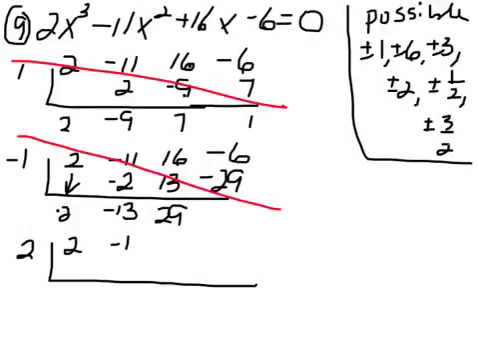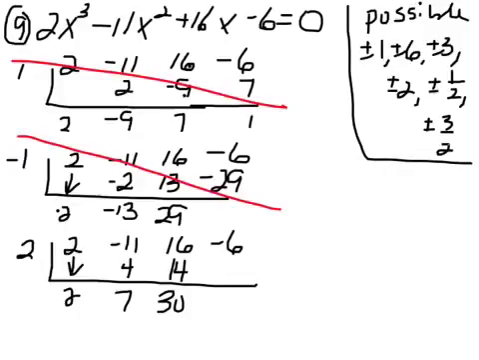Okay, so we copy down our coefficients again. Okay, so we drop down our 2. 2 times 2 is 4. Negative 11 and 4 is negative 7. 2 times negative 7 is negative 14. 16 and negative 14 is 2. 2 times 2 is 4. Okay, that didn't work because that's not a 0.